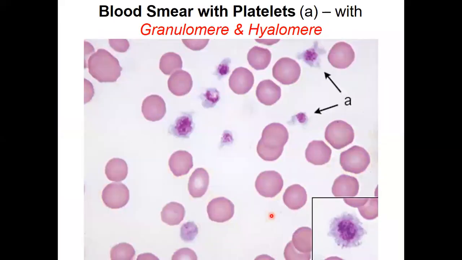Next cell we're looking at is a platelet. Now, platelets are small clotting cells. Okay, so they are very small. These ones are actually smaller than red blood cells. Okay, so they appear round or oval, and they are scattered during a blood smear preparation.